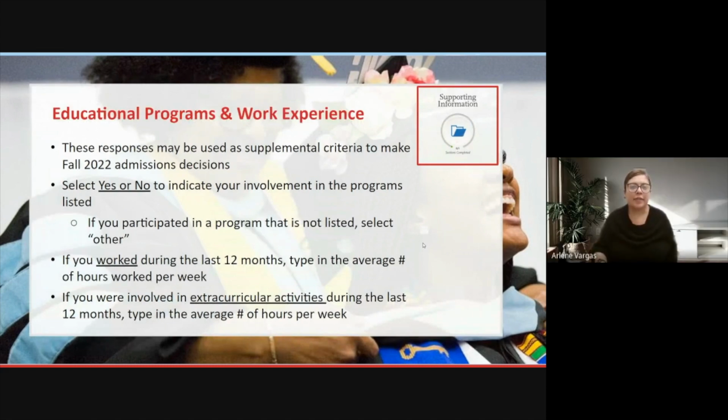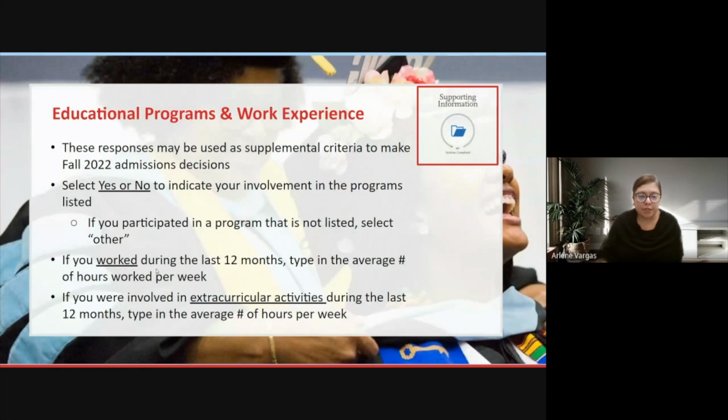Yes. Okay, thank you. All right, so in this section of the application of supporting information, these responses that you indicate here will be used as supplemental criteria to make the fall 2022 admissions decisions. So you can select on your application yes or no to indicate your involvement in any programs that are listed. You're going to see a drop-down menu, and there's going to be a number of different programs. If you participate in a program that's not listed on the application, you can go ahead and select other, okay?